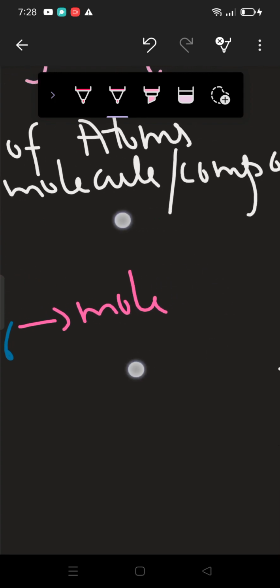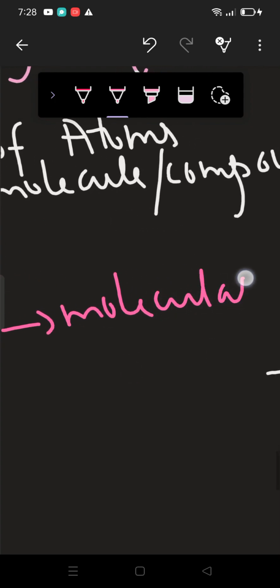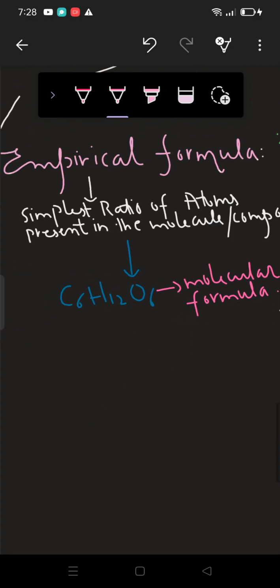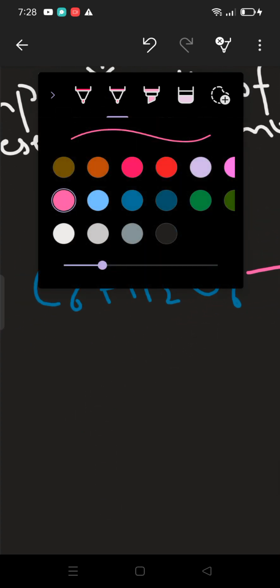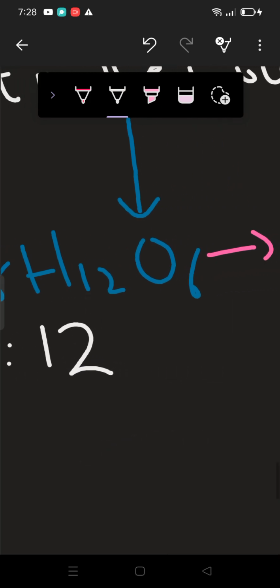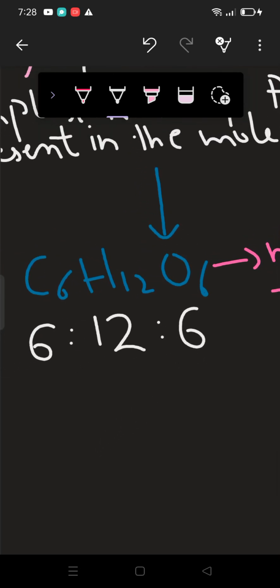It is the molecular formula because it is telling us the actual number of carbon atoms, hydrogen atoms and oxygen atoms present in the glucose molecule. However, now we need to take the ratio of it, right? We know that there are 6 atoms of carbon, 12 atoms of hydrogen, and of course 6 atoms of oxygen present in the glucose molecule. So we have to take the ratio.